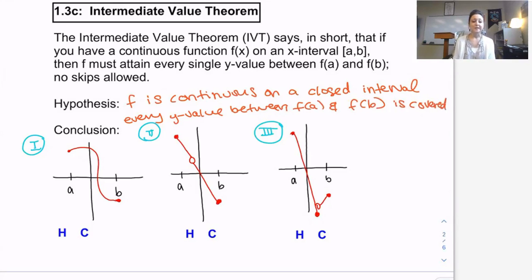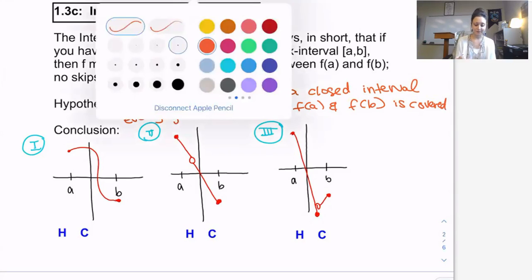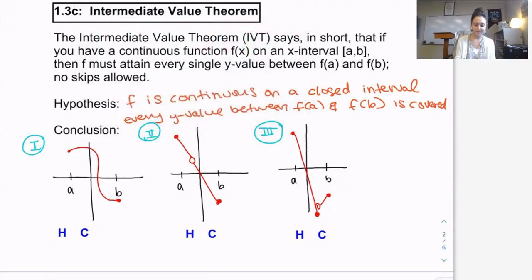Let's take a look at these three graphs. I've called them my Roman numeral 1, 2, and 3. If I take a look at the first graph, is the hypothesis met? Well, is f continuous from a to b? Yes. And on a closed interval? Yes, so I'm including a and b. So hypothesis is met. Is the conclusion met? Let's look at the y value here and here. Are all those y values covered by the red graph? Yes, they are. So hypothesis is met and conclusion is met.